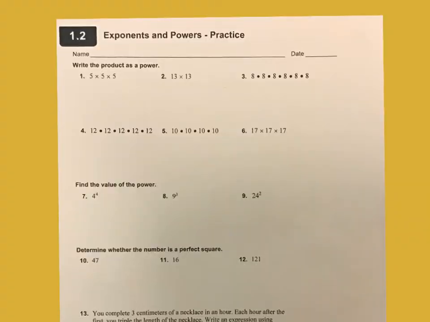Okay, so we're now looking at the practice for 1.1. It's a tan colored paper. So it wants us to do a couple of different things here. So I'm going to work through some of these, and again ask you to do some of these on your own. So the first one says 5 times 5 times 5, and it wants us to write it as a product as a power. So we have 5 to the 3rd power.